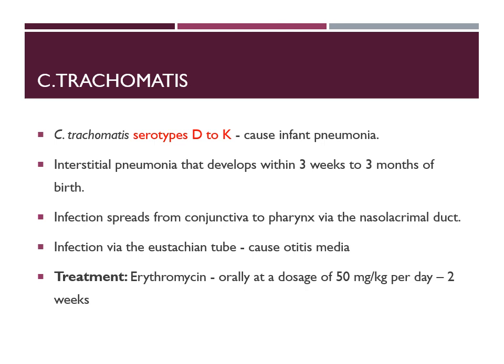Then comes Chlamydia trachomatis. The serotypes D to K cause infant pneumonia. It causes interstitial pneumonia that develops within 3 weeks to 3 months of birth, and it spreads from the conjunctiva to the pharynx via the nasolacrimal duct. Treatment is with erythromycin.